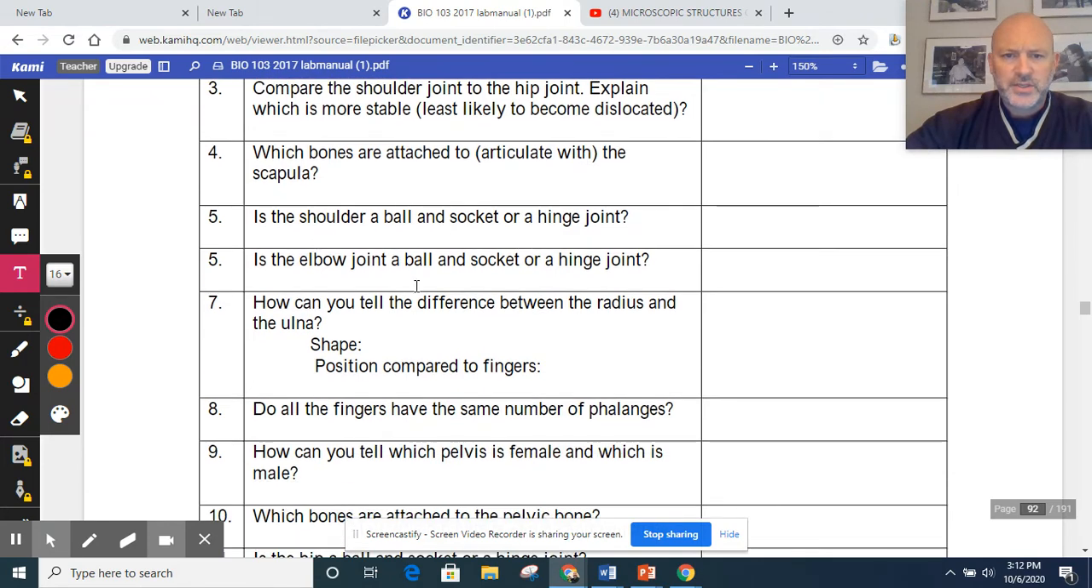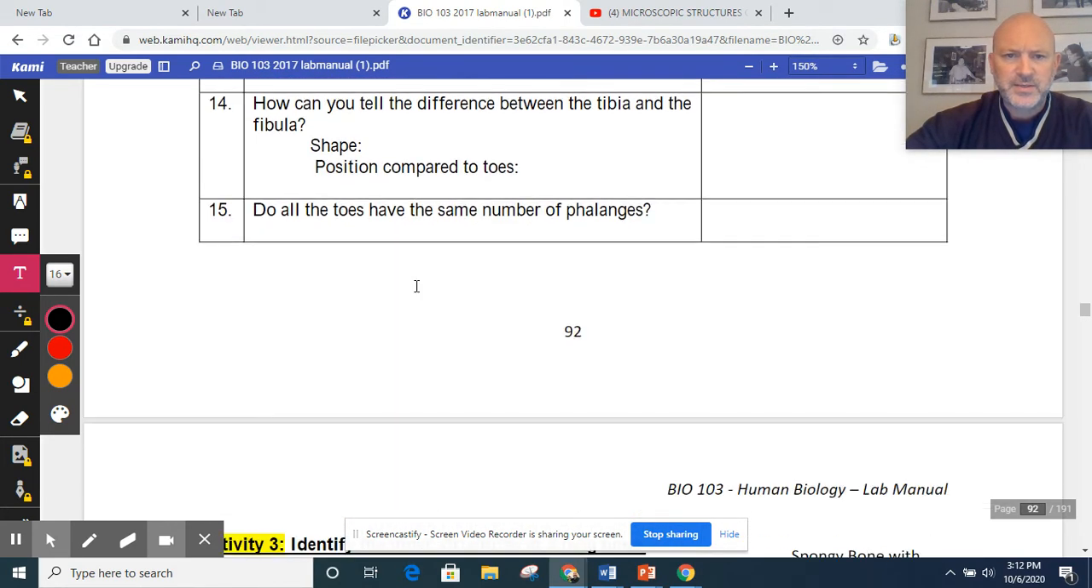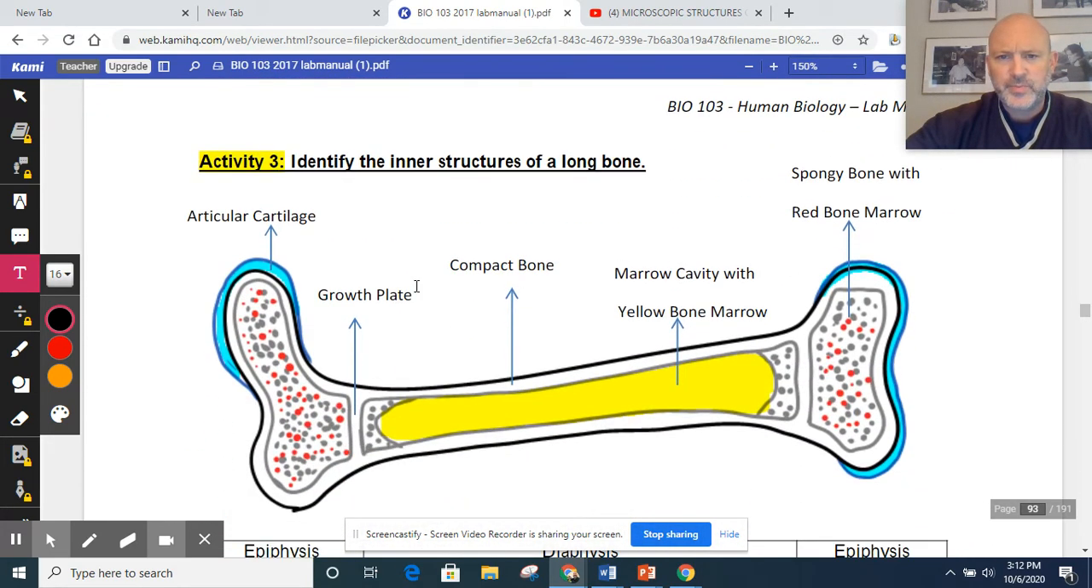All right, so look at these, answer these the best that you can. This is going to be some work for you to do independently, but it's not very difficult. You're not going to have a hard time with it.